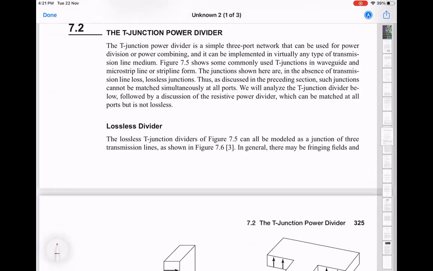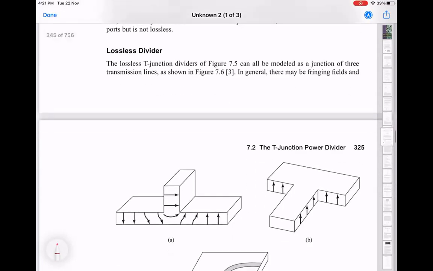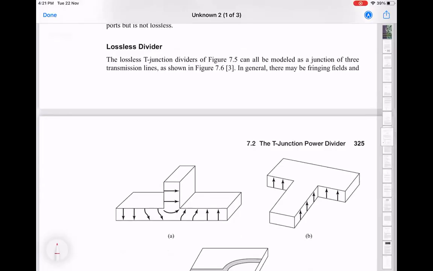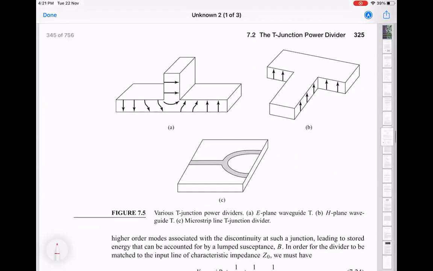Okay, so this T-junction divider allows you to build a lossless divider, but we'll see which of those properties one has to sacrifice on. The pictures in A and B are the waveguide versions of that, so we don't have to worry about it. But here, in C, you have this microstrip version, right?